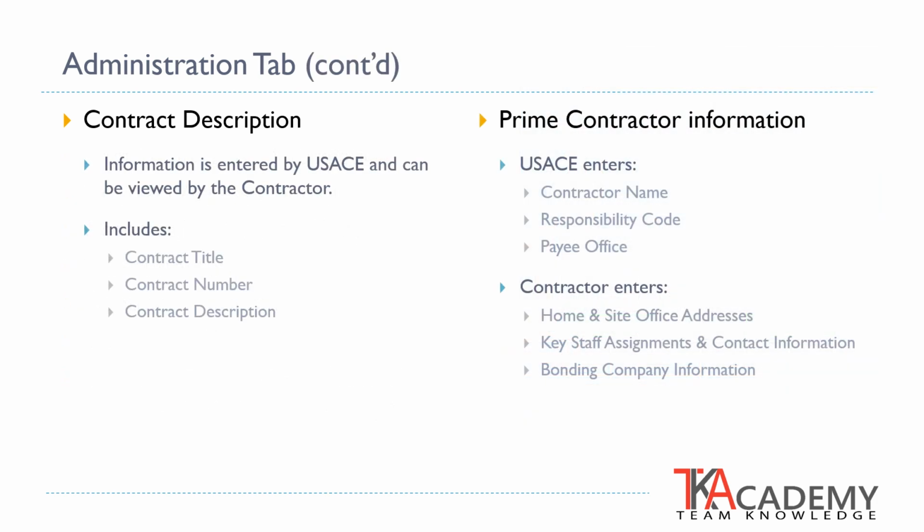The contract description is information that is entered by the U.S. Army Corps of Engineers but can be viewed by the construction contractor. It includes the contract title, contract number, and contract description. For the prime contractor information, the U.S. Army Corps of Engineers enters the construction contractor's name, responsibility code, and payee office. The construction contractor enters the home and site office addresses, key staff assignments and contact information, and the bonding company's information.